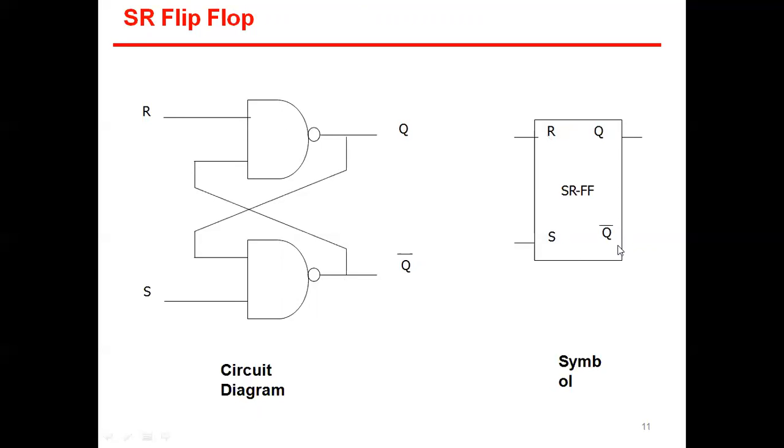Here the signals are R, S, Q, and Q bar. The input combinations are R S 00, R S 01, R S 11, and R S 10. These are the basic operations of SR flip-flop.